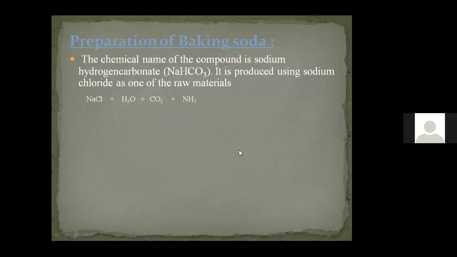Yes, we need to take an aqueous sodium chloride solution. For that, we pass carbon dioxide gas and ammonia gas through the solution. We will get ammonium chloride as one of the products, and along with that, sodium bicarbonate will be formed as a product. So ammonium chloride and sodium bicarbonate will be formed during the reaction.